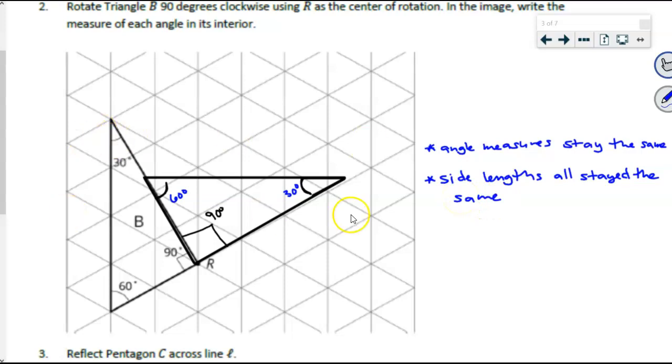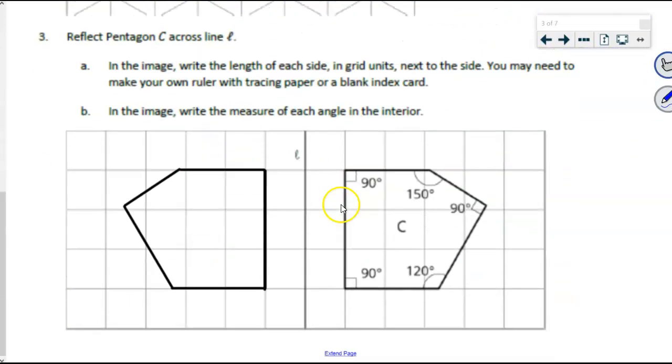Let's move on to that reflection. In that reflection, it says write the lengths in grid units for each of those. So I'm going to do my best to do that. This is difficult because it's not just 2, it's a little bit more. But when I look over here, I can see it's 2 and a little bit more. I can write this one down. This is a length of 3. 1, 2, 3. And the reflection, 1, 2, 3.